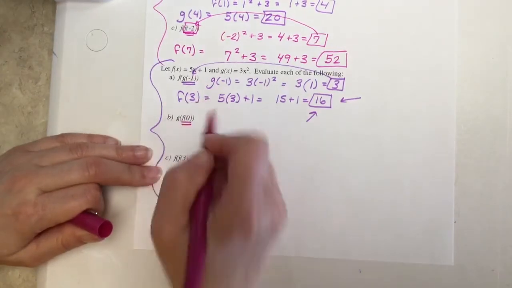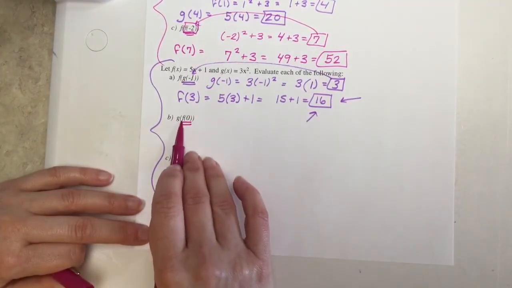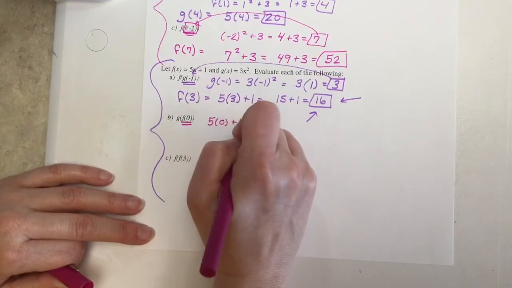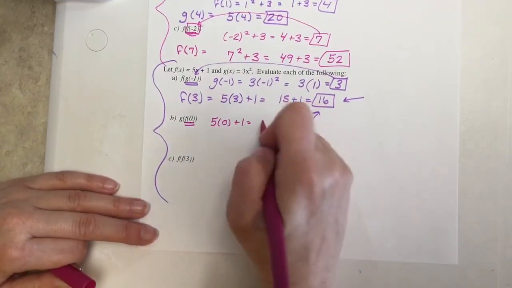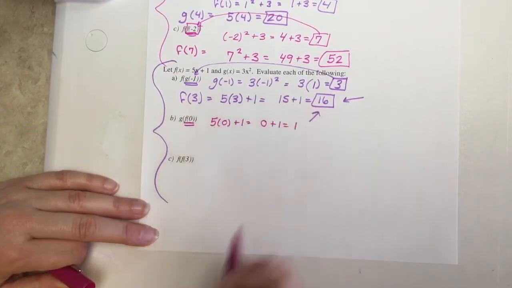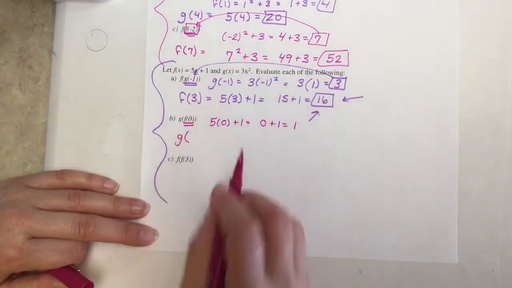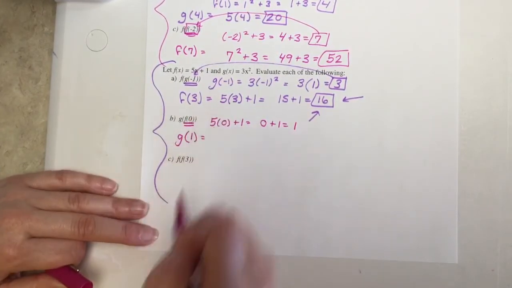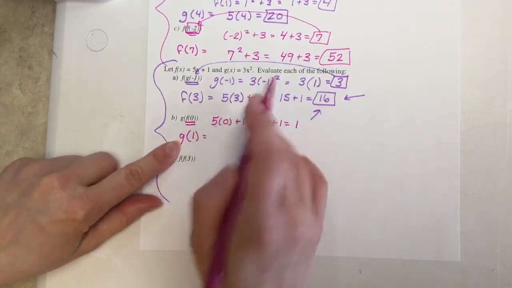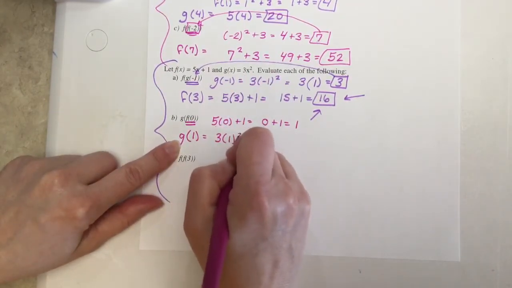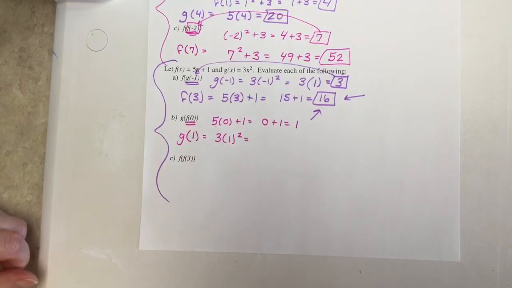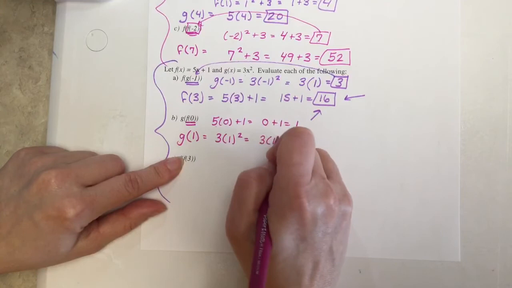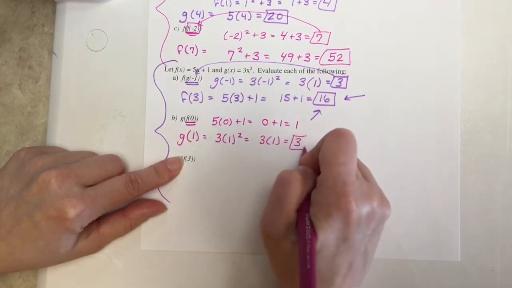Start in parentheses. Take the f function, replace the variable with the 0. So 5 times 0 plus 1. 5 times 0 is 0. 0 plus 1 is 1. So now I have g of, instead of f of 0, I put in its value, which is a 1. So I go ahead and I take the g function. Where x is, I plug in a 1. Exponents first. 1 squared is 1. So this is 3 times 1, which is a 3.